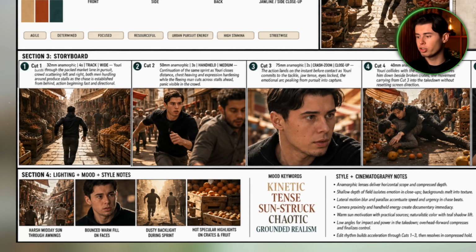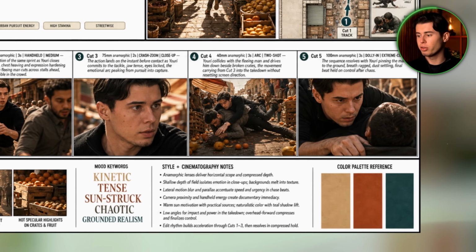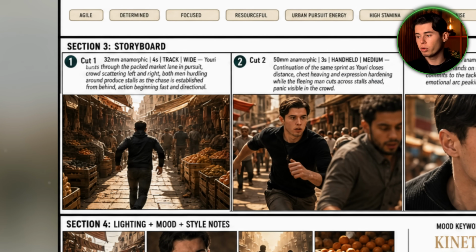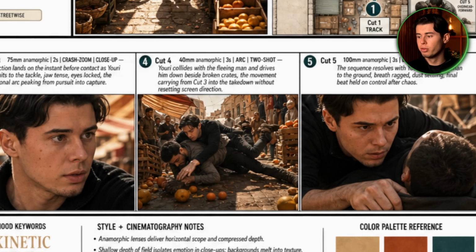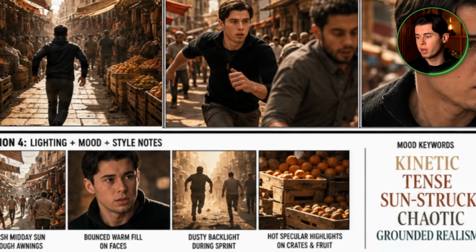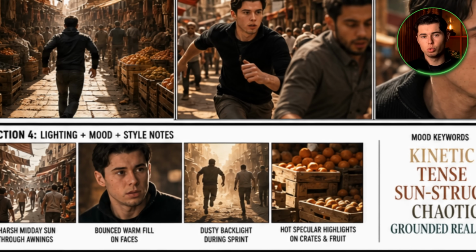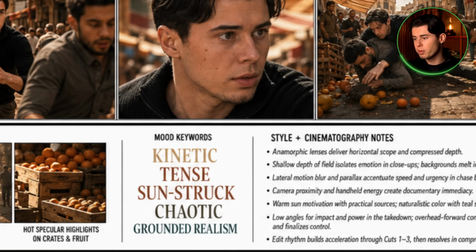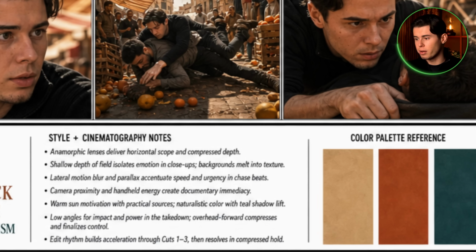Then, for the third section, we get all the different cuts and shots from the scene. And if we zoom in a little bit on the first one, you can see we don't just get a photo of how it'll look. We also get details like the lens being used, in this case, a 32mm anamorphic, the duration, which here is 4 seconds, and then the prompt for what happens in that shot. And the same goes for all 5 shots. Then, for the fourth section at the bottom, we get the lighting and the mood, which are really important for making the scene feel cinematic. And on the right side, there are some cinematography notes, plus the color palette for the whole video.